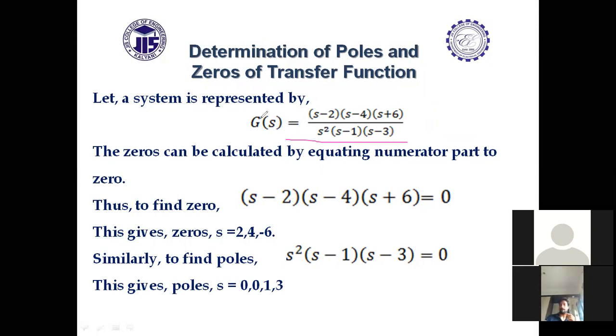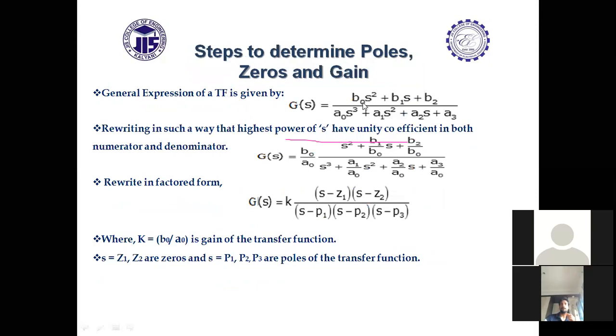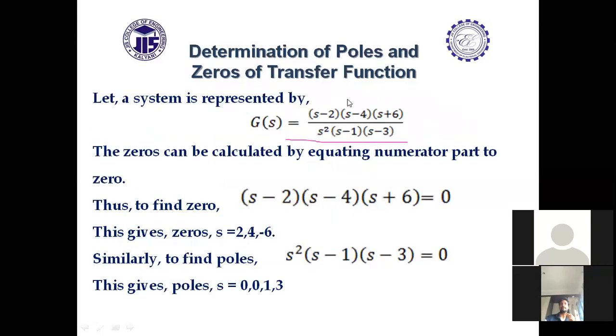So what we discussed in the last slide, any general expression will first be written in factored form, then we must find the pole and zero values. But as in this problem, it is already in factored form, that is why we don't need to follow the first two steps of the previous slide. So it is much easier to calculate pole and zero values for such transfer functions.